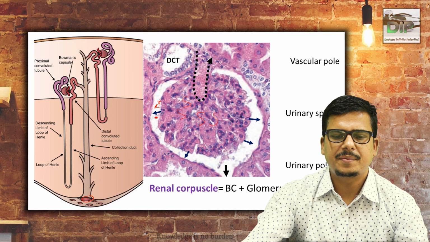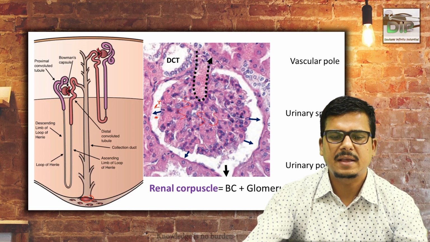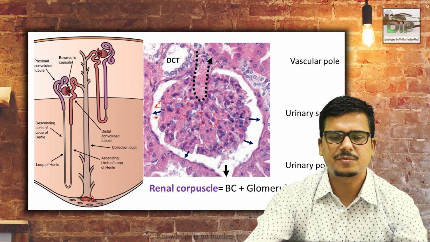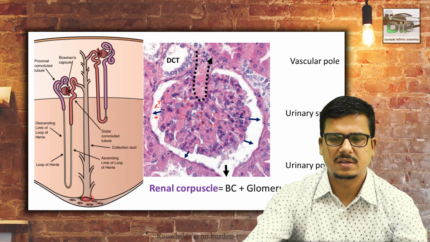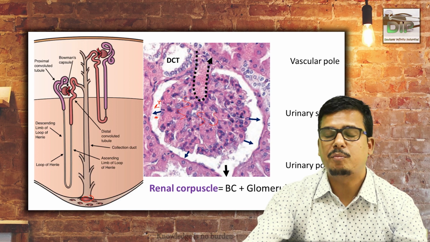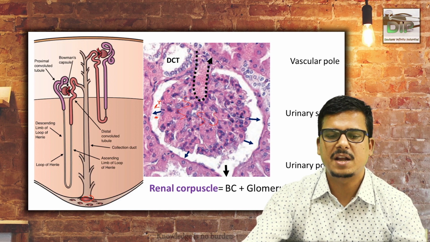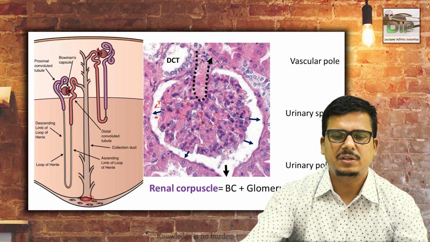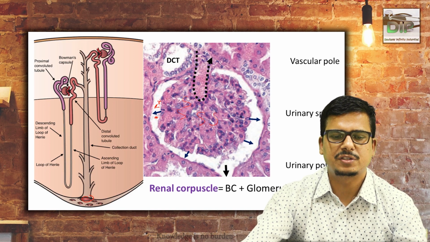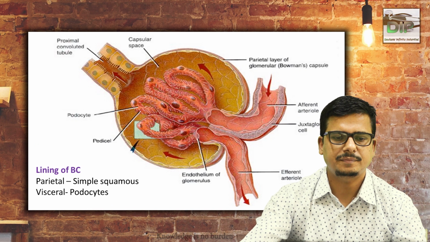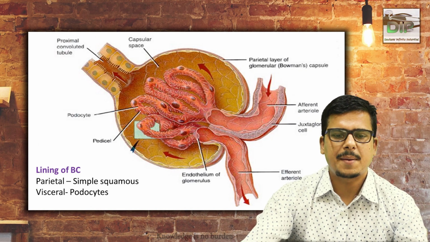So the important thing you have to know is that the glomerular capillaries are lined by the visceral layer of the Bowman's capsule, and this visceral layer is constituted by the podocytes. So remember this cell, podocyte. Podo means feet, so it has something like finger processes, that's why it is called the podocyte. So let's see this diagram again.